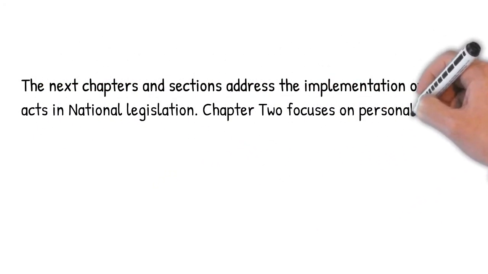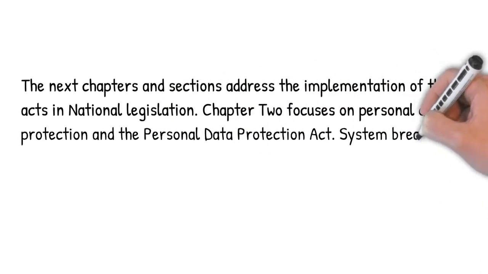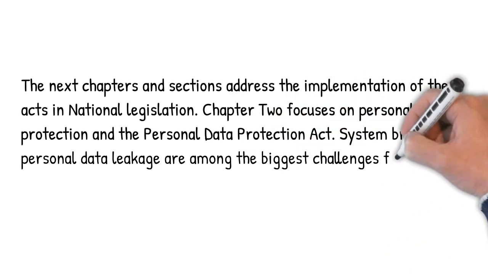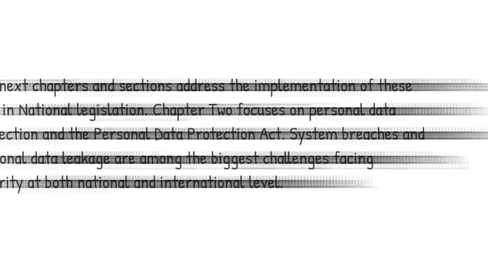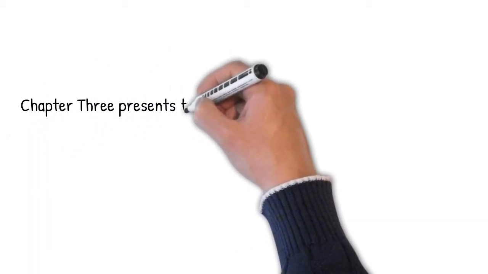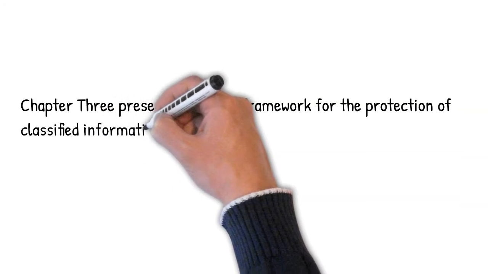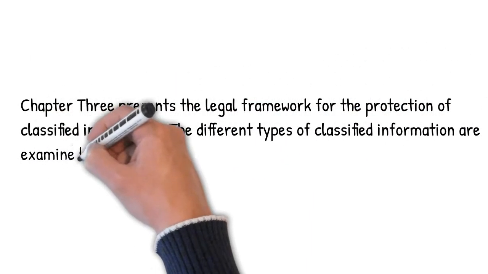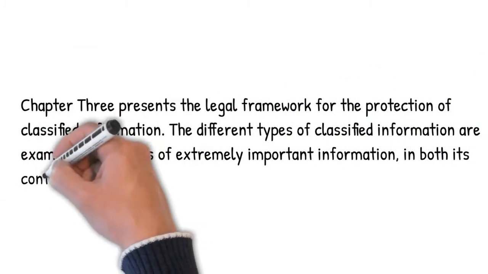Chapter 2 focuses on personal data protection and the Personal Data Protection Act. System breaches and personal data leakage are among the biggest challenges facing security at both national and international level. Chapter 3 presents the legal framework for the protection of classified information. The different types of classified information are examined as sources of extremely important information, in both its content and nature.